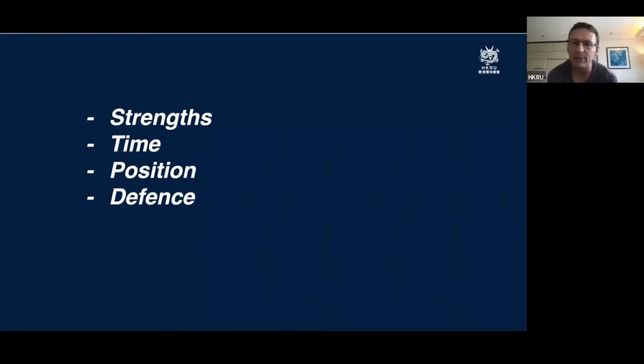So four specific areas really: understand the strengths of your team, understand the time you have to spend on this, understand the positions and the context of the game where the set piece is, and as importantly as all of these, understanding the defense.